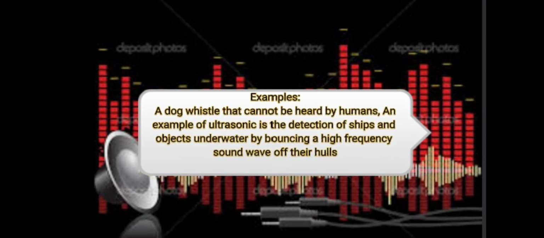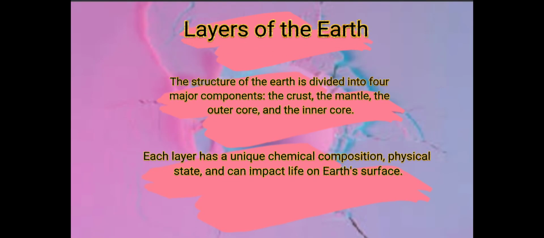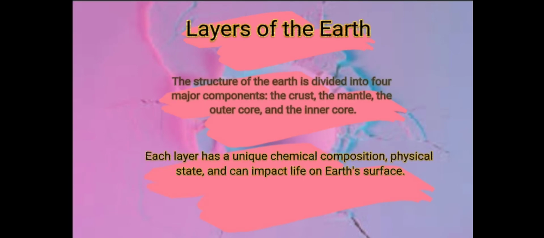An example of ultrasonics is the detection of ships and objects underwater by bouncing a high-frequency sound wave off their hulls. Layers of the Earth. The structure of the Earth is divided into four major components: the crust, the mantle, the outer core, and the inner core. Each layer has a unique chemical composition, physical state, and can impact life on Earth's surface.